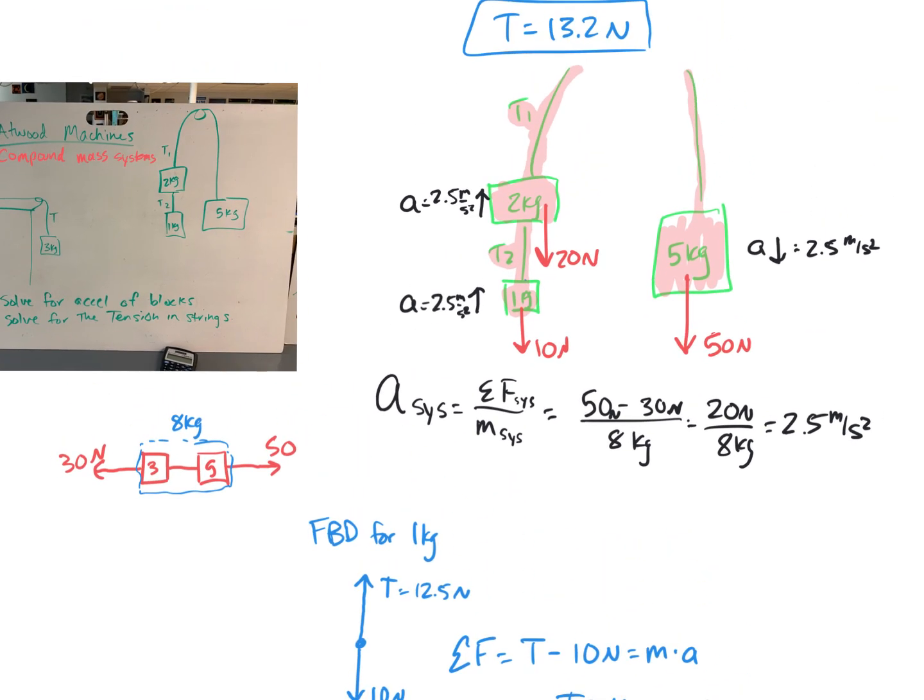That means that if this is pulling up at that amount, then that tension is also tugging away from that 2 kilogram block with the same amount. So it wouldn't matter if I used the 2 kilogram or the 1 kilogram to start off with. I chose to use the 1 kilogram block just because I thought that math would be easier.